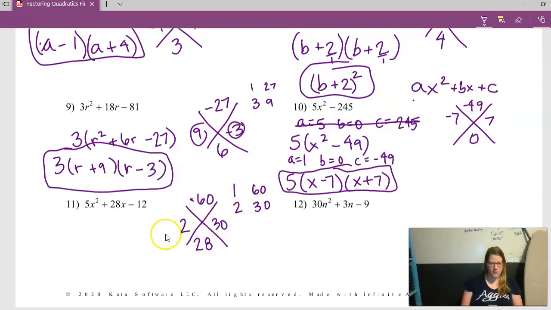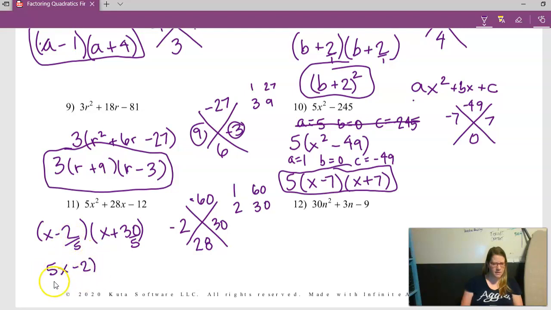I will want the 2 negative, since our result is positive, we want the bigger number positive. And then just rewrite this as x minus 2 times x plus 30. Remember to divide each of these by our a, which in this case was 5. I can't reduce 2 over 5, and it won't go in evenly, so I'm going to move 5 in front of x. On this side, 30 divided by 5 is just 6. So there we have it.